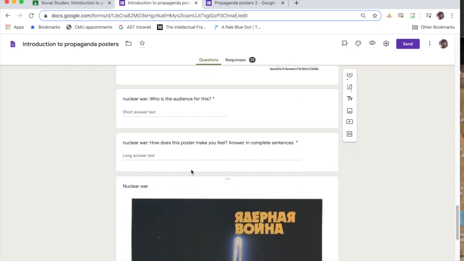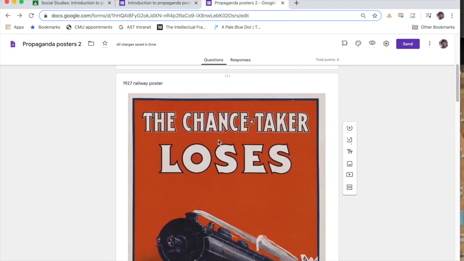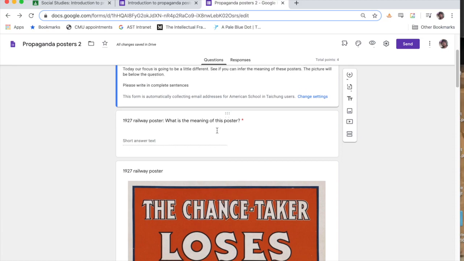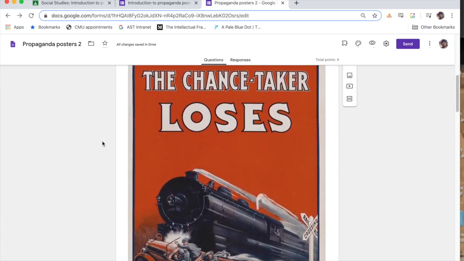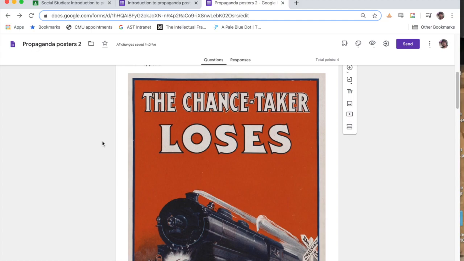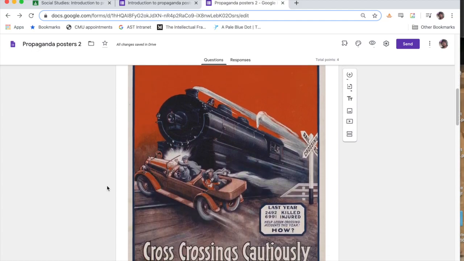After thinking about it, this question, who's the audience, is maybe a little bit too much right at the introduction. Maybe before we know the audience, we just need to know what a poster means. And then if we know what it means, we can figure out the audience. So on today's assignment, there's once again 4 posters, and each time the question is just, what is the meaning of this poster? So we have this one, the chance taker loses, crossing cautiously, and you see the train hitting the people in the car.